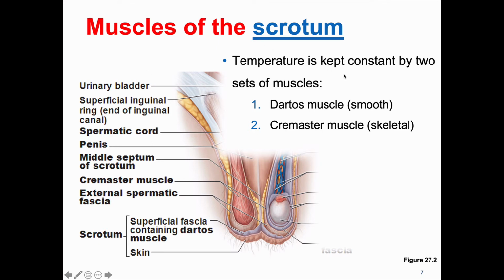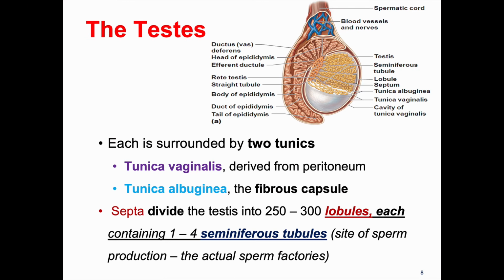There are two types of muscle: the dartos muscle and the cremasteric muscle. The cremasteric muscle is present throughout the spermatic cord, and it also helps to propel the sperm cells towards the ejaculatory duct. Next, the testis: as I told you, the outermost layer is the tunica vaginalis and the inner fibrous capsule is the tunica albuginea. The testes have around 250 to 300 lobules, and each contains 1 to 4 seminiferous tubules. Sperm cells are produced only in these seminiferous tubules.